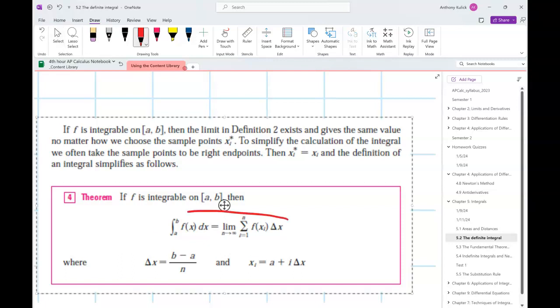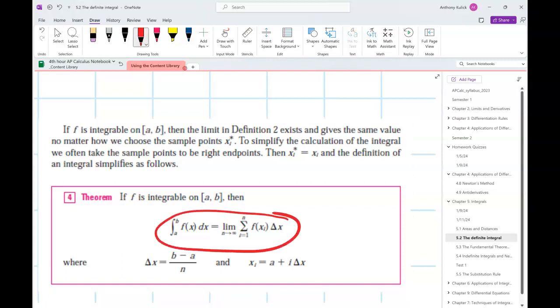So this is the same formula that you saw before. We've just dropped the star. So delta x now specifically means this, and xi specifically means that. These are the exact same formulas that we had in 5.1.